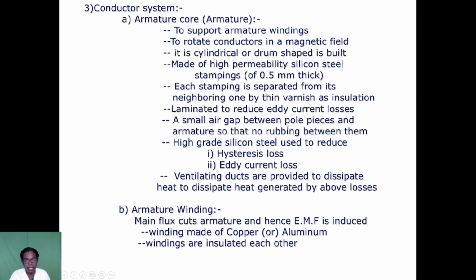The main losses are eddy current loss and hysteresis loss. To reduce the eddy current loss, we have to laminate the core. These two losses we will discuss later. Ventilating ducts are provided to dissipate the heat generated by these losses, because the losses appear in the form of heat. To reduce the heat, we must provide ventilating ducts.